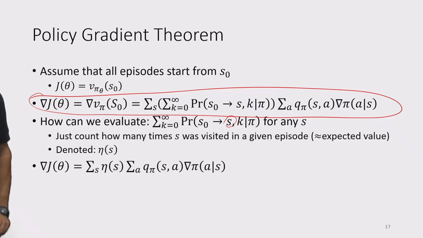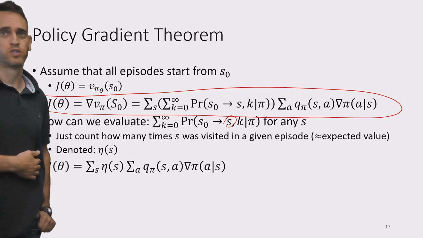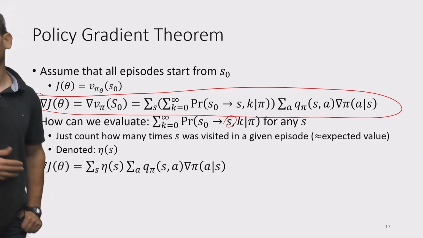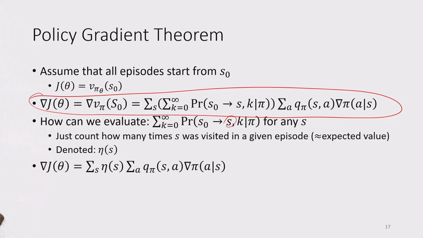So next we're going to tackle this question. Here we will start using approximation. One way to approximate it is to just count how many times a specific state S, for instance, that we're trying to evaluate, was visited in a given episode. So this would be the expected value of this sum of probabilities, right? And we'll denote this value as eta of S. And this will be the sample-based approximation for the probability of visiting S summed over all time steps.